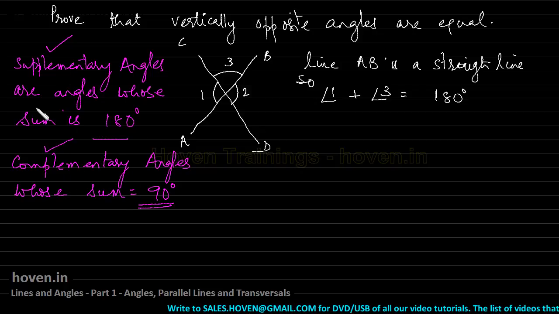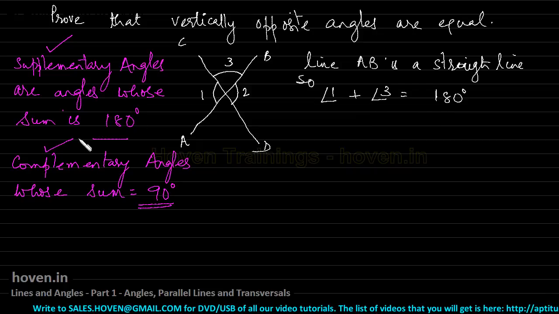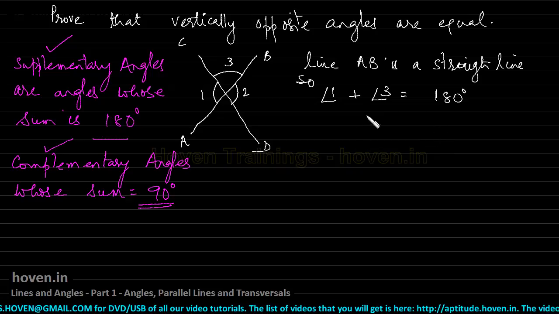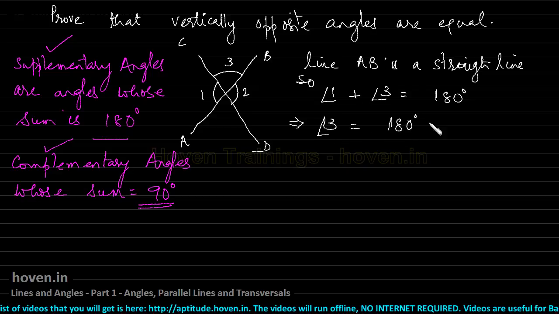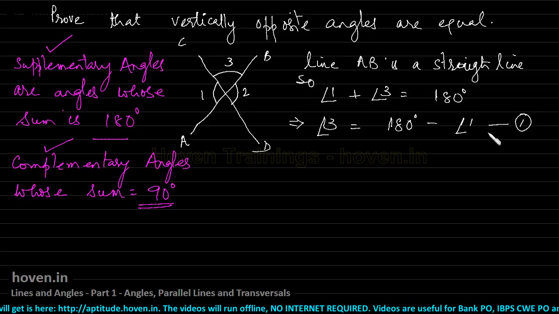I have given them definitions here because here was an occasion where I could discuss them, although this is not directly related to the current question. So I have concluded that angles 1 and 3 add to 180 degrees. Now I can write angle 3 is equal to 180 degrees minus angle 1. This is my first equation that I can write here.